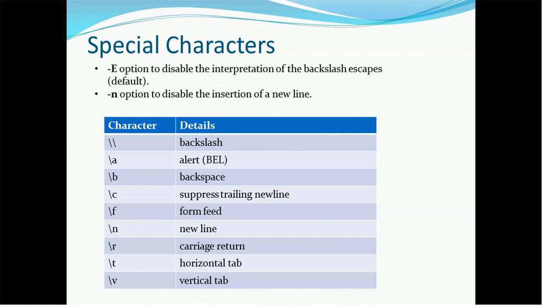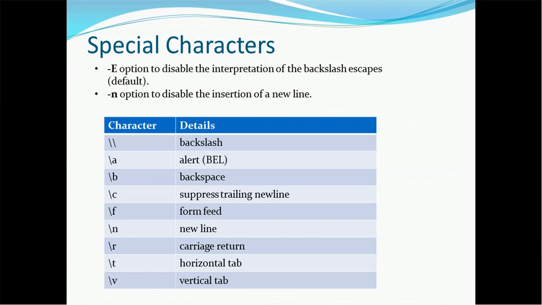The other special characters are: backslash backslash to print a backslash, backslash a for alert, backslash b for backspace, backslash c to suppress the trailing new line, backslash f for form feed, backslash n for new line, backslash r for carriage return, backslash t for horizontal tab, and backslash v for vertical tab. So these are the special character handlings we can use in our program.